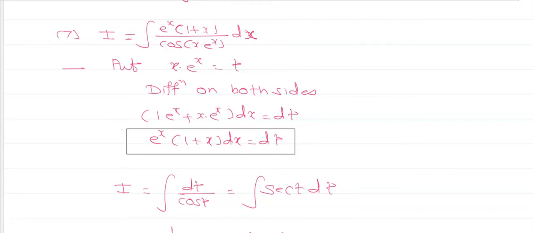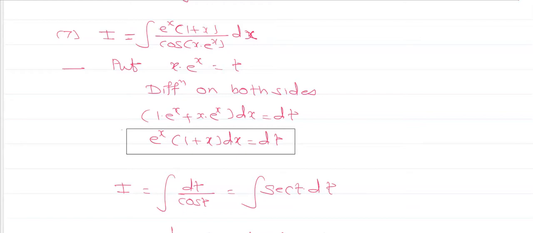I'll write it again here. Now what is the function here? The function is x into e raised to x. Its derivative is needed, so let x into e raised to x be equal to t. Now differentiate this on both sides. Here we will apply the product rule. What is the product rule? The derivative of x is 1 into e raised to x, plus x as it is into the derivative of e raised to x, which is e raised to x, bracket complete, into dx is equal to dt.